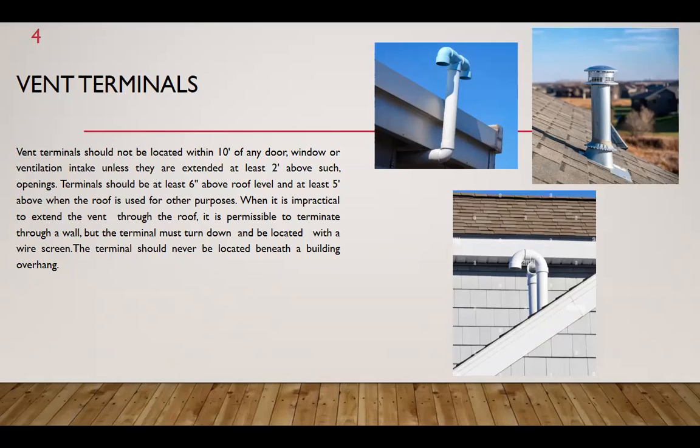When it is impractical to extend the vent to the roof, it is permissible to terminate through a wall, but the terminal must turn down and be located with a wide screen. A terminal should never be located beneath a building overhang.